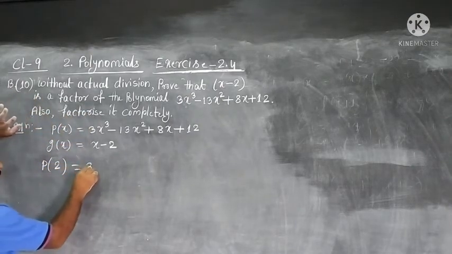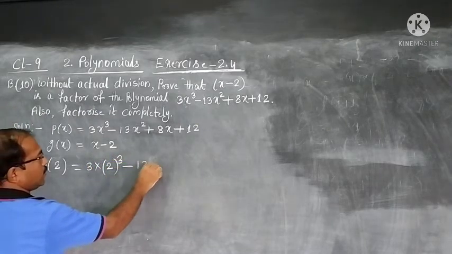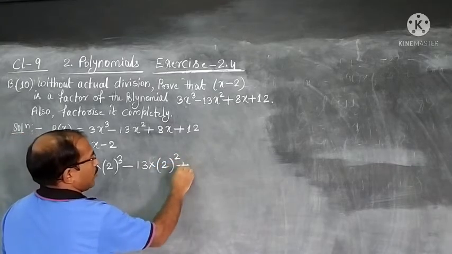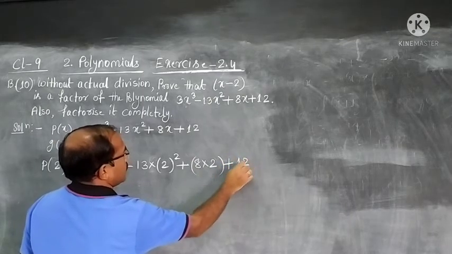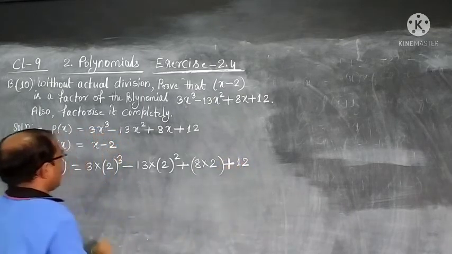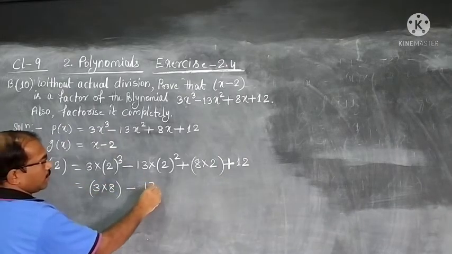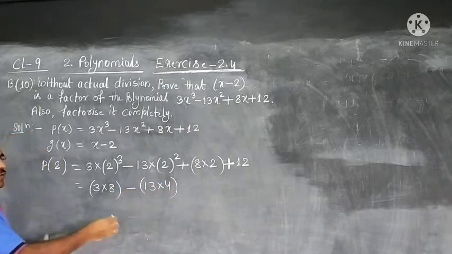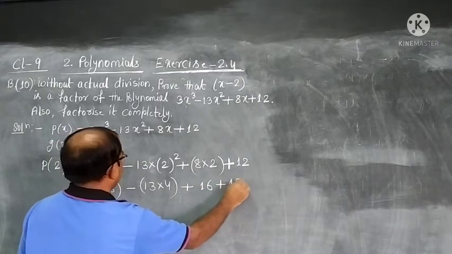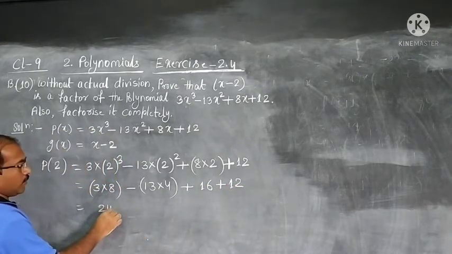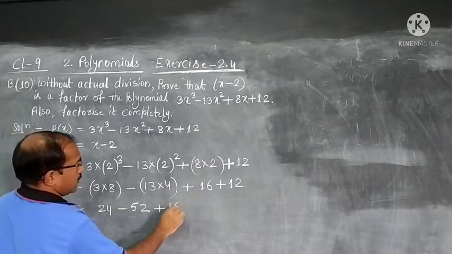Use this value in the polynomial: 3 into 2 cube minus 13 into 2 square plus 8 into 2, and last is plus 12, it is plus. So, 3, 2 cube is 8, these two are in into, 13, 2 square is 4, these two are also in into, so we use a bracket here, 8 twos are 16, plus 12. We get here 8 threes are 24, simple work, 52, 13 fours are 52, 16 plus 12.